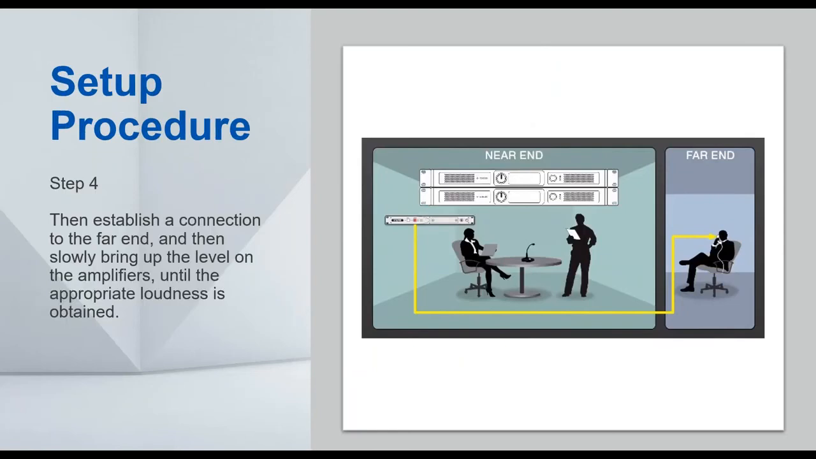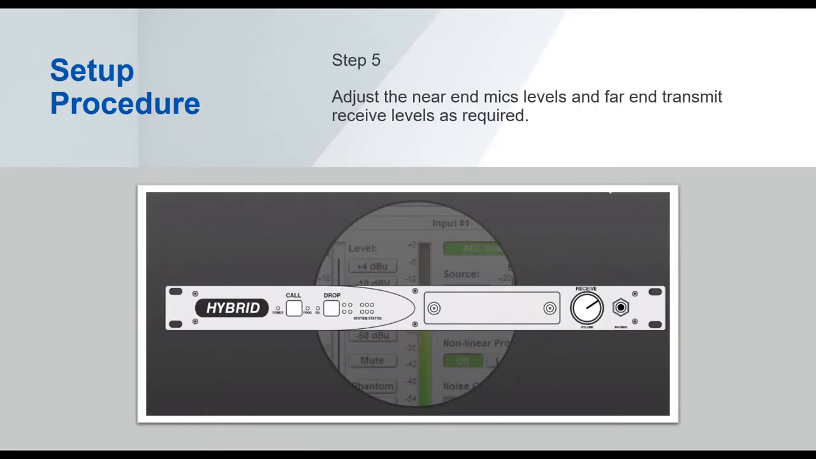So at this point, this is when we want to actually establish a call. Once you actually have the far end caller coming in through the system, then you're going to bring the amplifier volume up to the appropriate volume in the room. So the next step, if you need to make any other adjustments, if you need to adjust the near end mics, turn them up or down for the far end, you can do that.